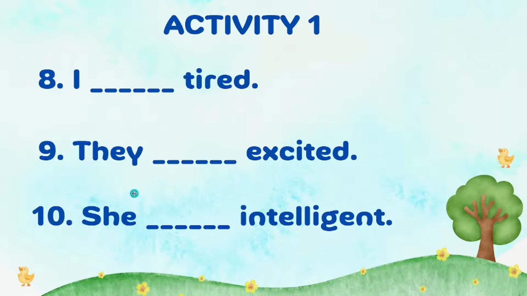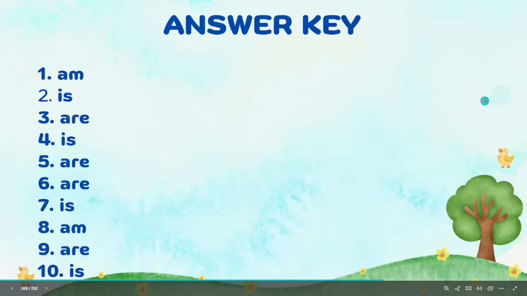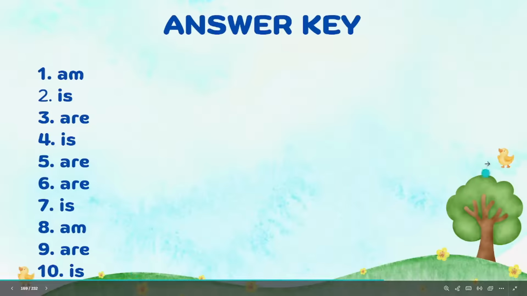As for number 10, "she." What is the correct be verb here? It's she is intelligent. Alright, that's our activity number 1 for be verbs. Don't worry, guys, there are also key answers here.